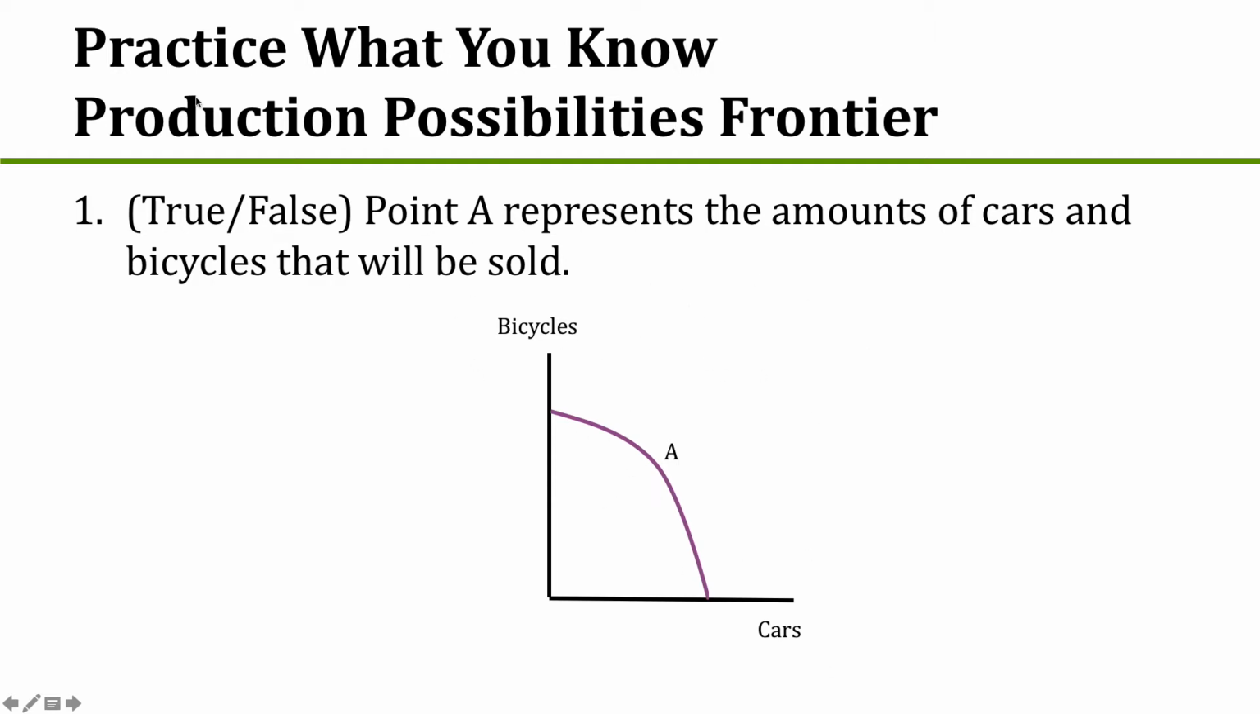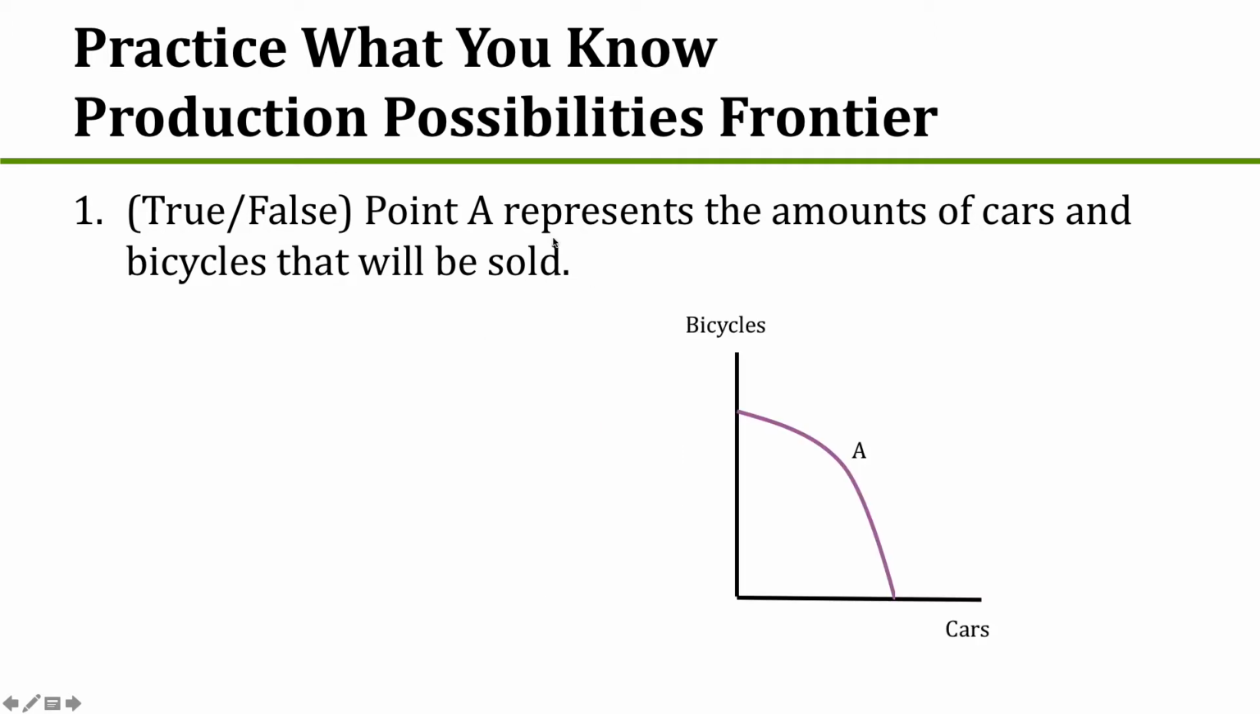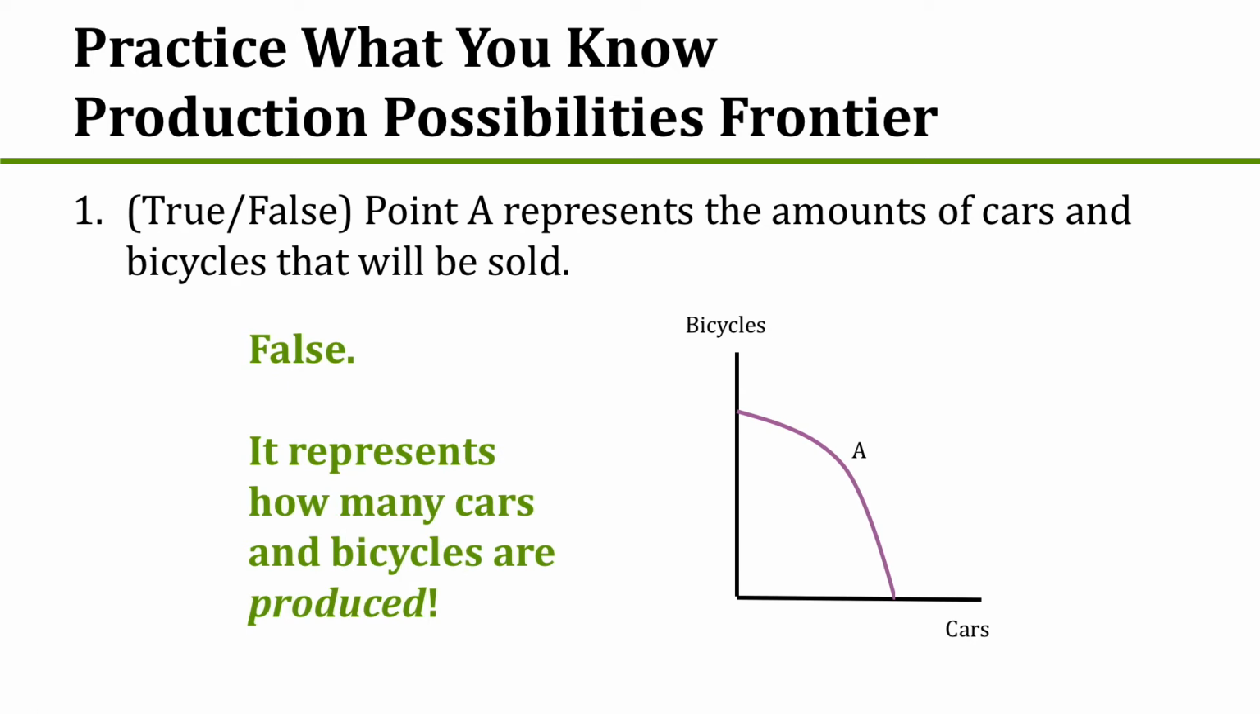But as you can understand from the name of PPF, it is showing us something about production, not about how much we sold, how much we sell for bicycles and cars. So that's why the PPF is not telling us the amount of cars and bicycles that will be sold, but instead it's showing us the amount of cars and bicycles that is produced. That's why this sentence is false.